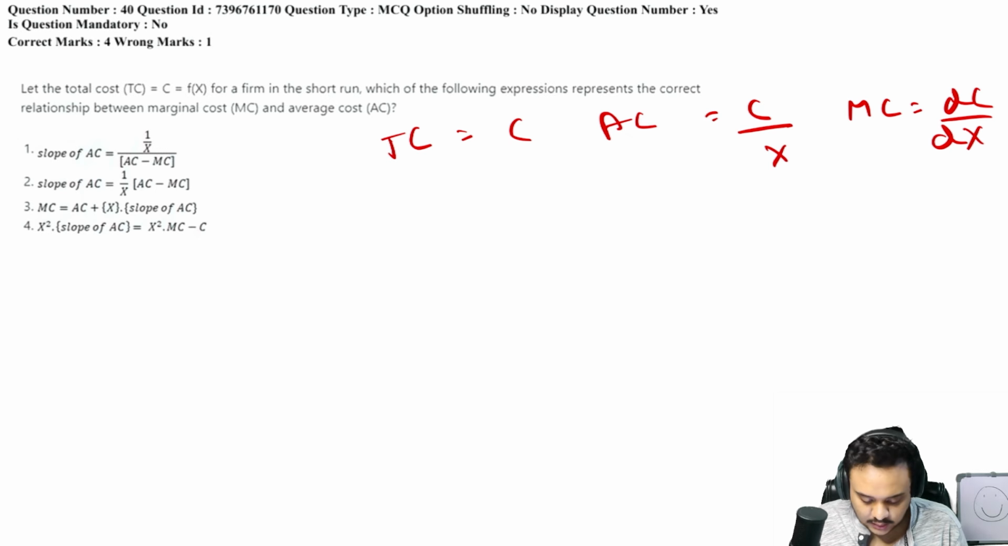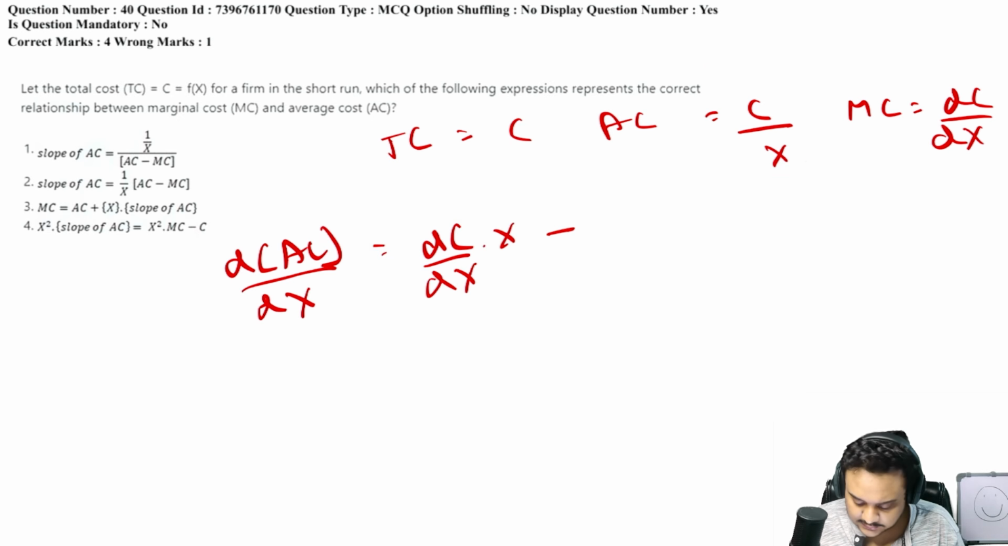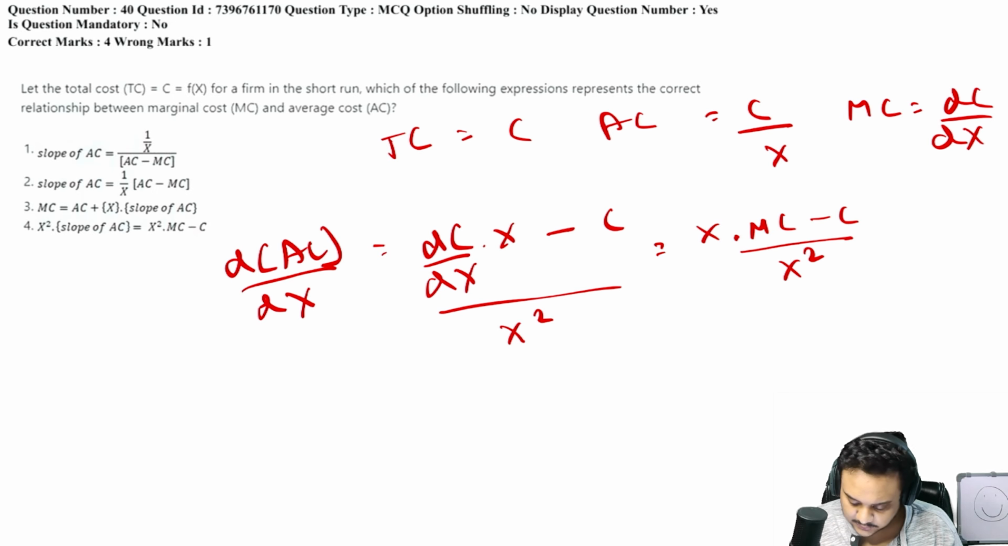Okay, so what we are looking for is the slope of AC, so dAC by dx. Just solve this. Use the quotient rule. You will get x into d(C)/dx minus C, that will become 1 divided by x square. So this becomes x into MC minus C upon x square.